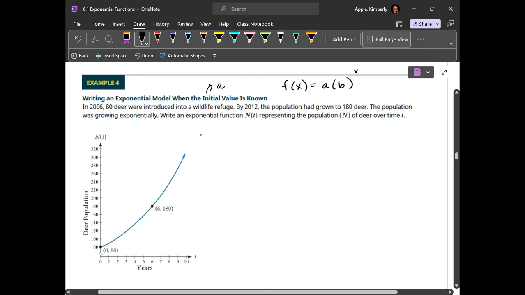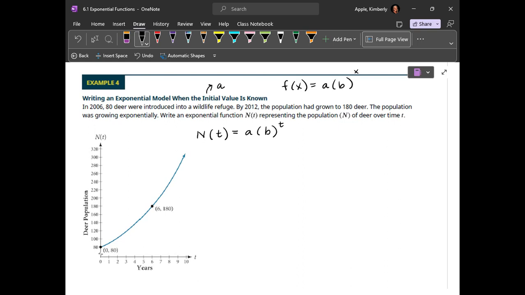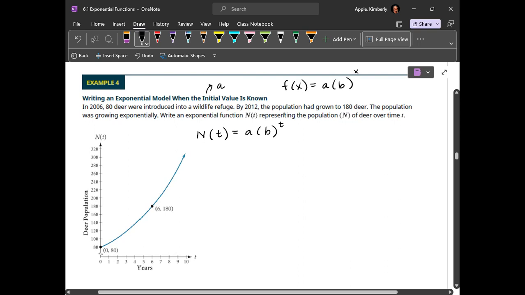So the first thing I want to do is get a handle on what my function is going to look like in general. So instead of f of x, I have n of t, and then a times b to the t, because instead of x's, I'm using t's in this particular function because the units that we're looking at are time. And then just remind yourself that a is the initial value of the function, and b is the growth factor.